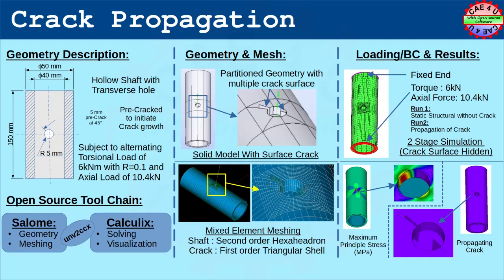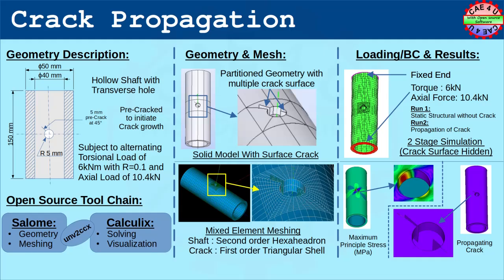Moving on to the workflow, we will be modeling a hollow shaft of inner diameter 40 mm and outer diameter of 50 mm. The transverse hole dimension is a 5 mm radius through hole. A pre-crack has been oriented at an angle of 45 degrees of length 5 mm, which will be the major crack. However, for demonstration purposes, we have created 2 crack fronts of various initial crack lengths. Again, this is to demonstrate the software capability. The shaft was subjected to a varying torsional load of 6 kN and axial load of 10.4 kN.